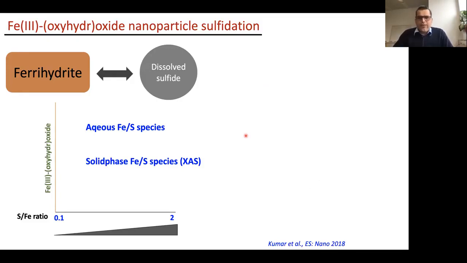So when we have ferrihydrite and let it react with dissolved sulfide, what we did was play around with the sulfide ratio. We provided a sulfide ratio from 0.1 to 2, so oversaturating with sulfide, and tried to see how this transforms the mineral and what happens to the aqueous and solid phase environment.